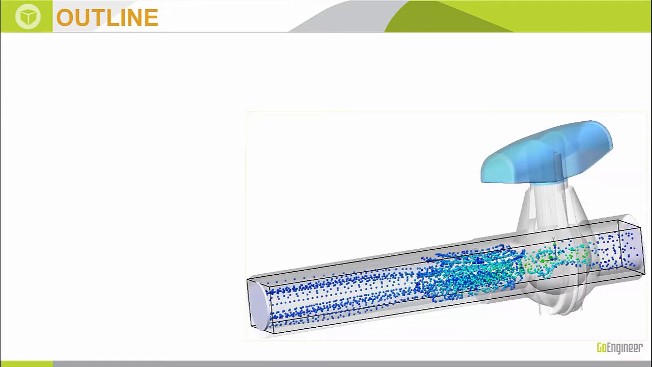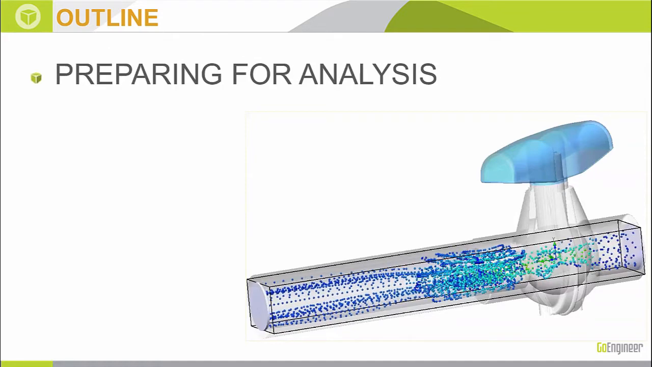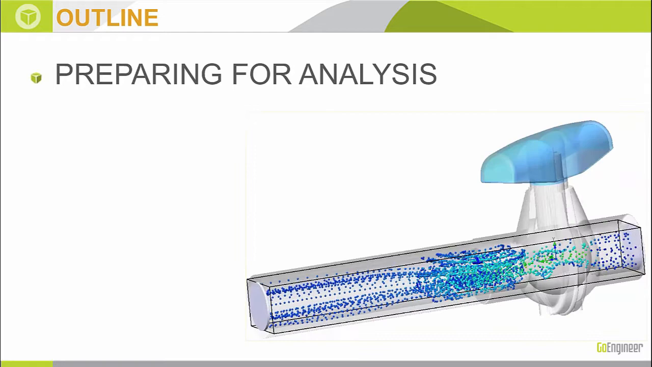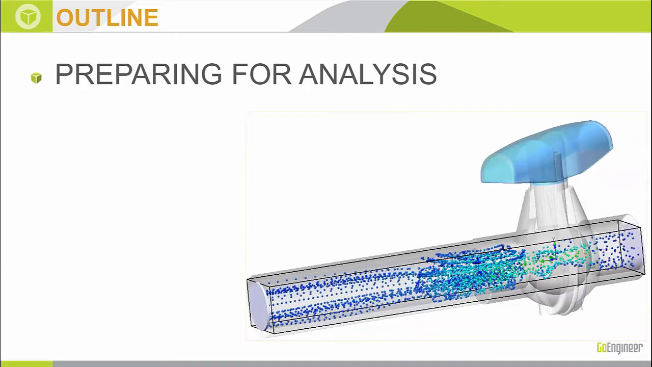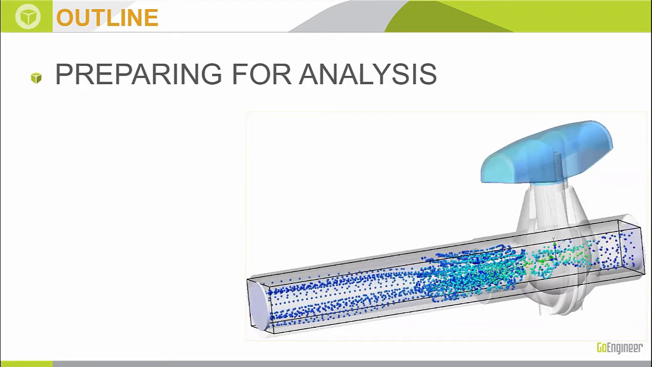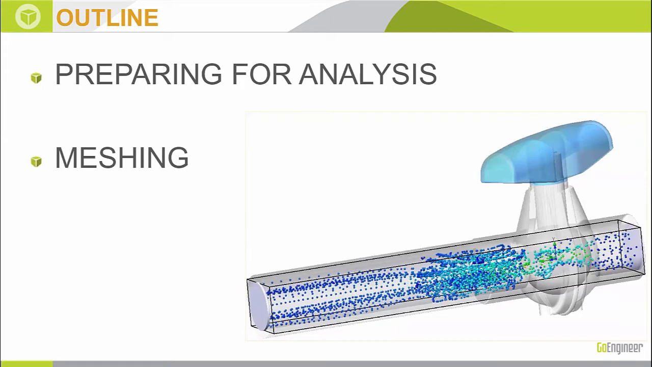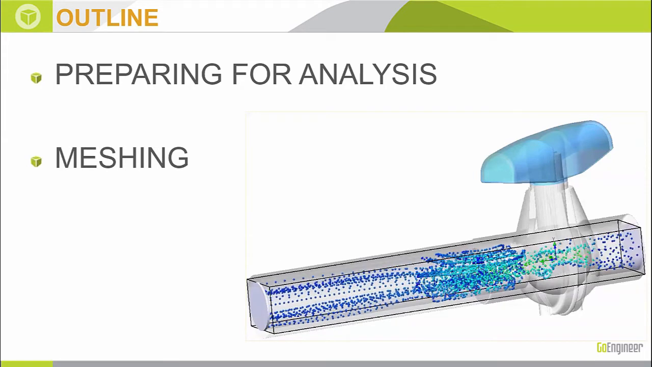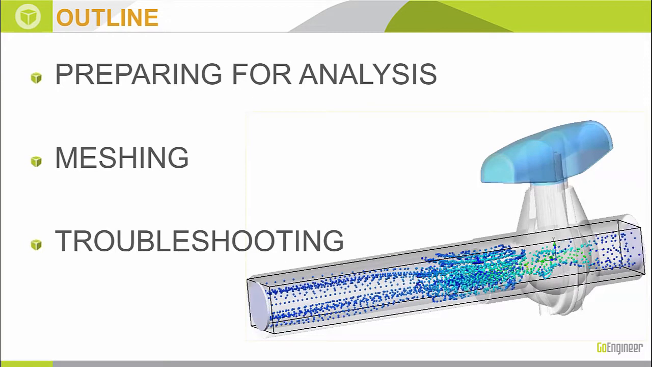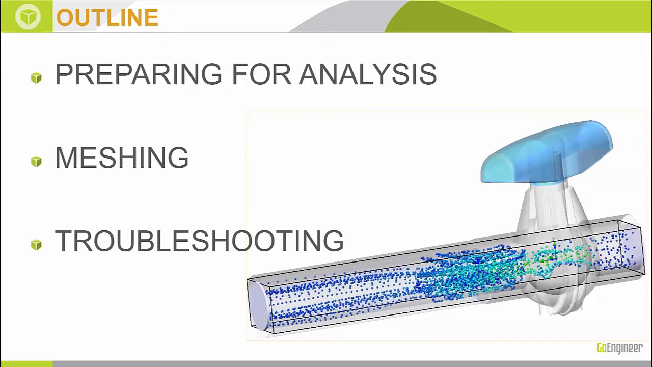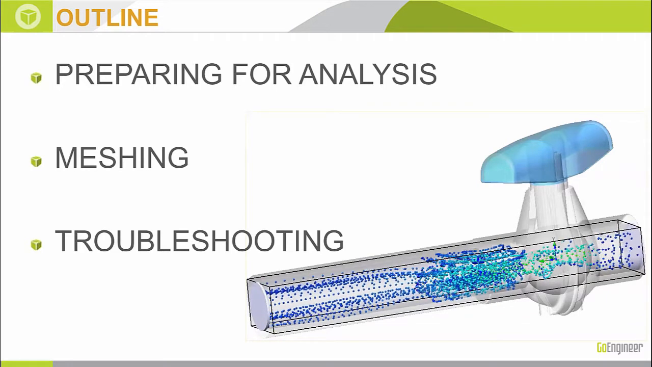First off, the outline for today. We can do a wide range of topics in terms of tips and tricks. We're going to narrow down to three things. One is preparing your model for analysis, meshing with SOLIDWORKS Flow Simulation, and troubleshooting. We'll look at some common error messages and see what can be done to resolve them.